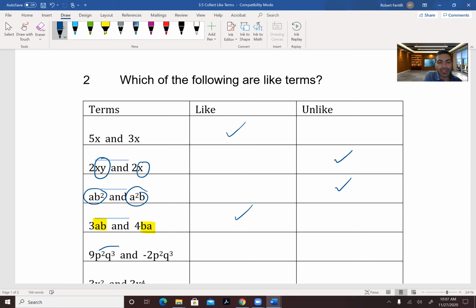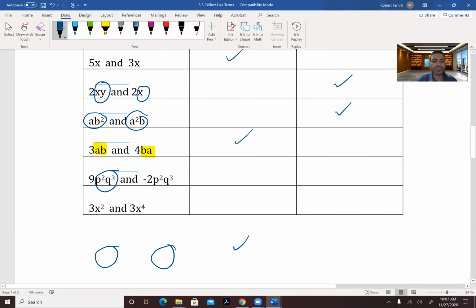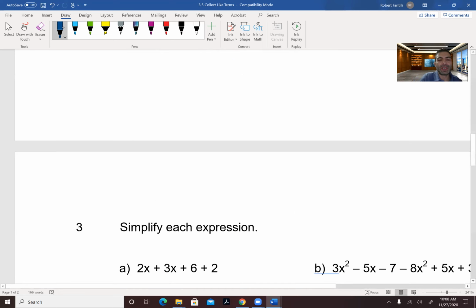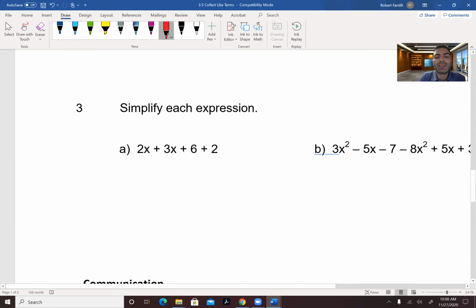Here I've got p squared q cubed. Here I've got p squared q cubed. Those are like. Okay. X squared and x to the power 4 are unlike, not the same variable. Okay, so remember the variable is the letter or letters and their exponents. They count. We're going to simplify what's below here by simply collecting like terms.